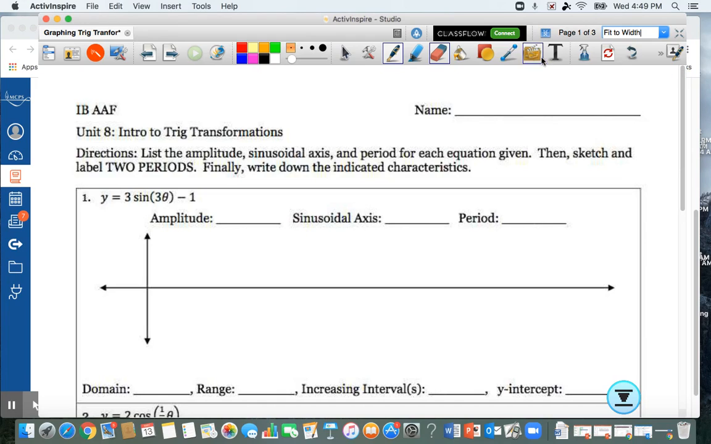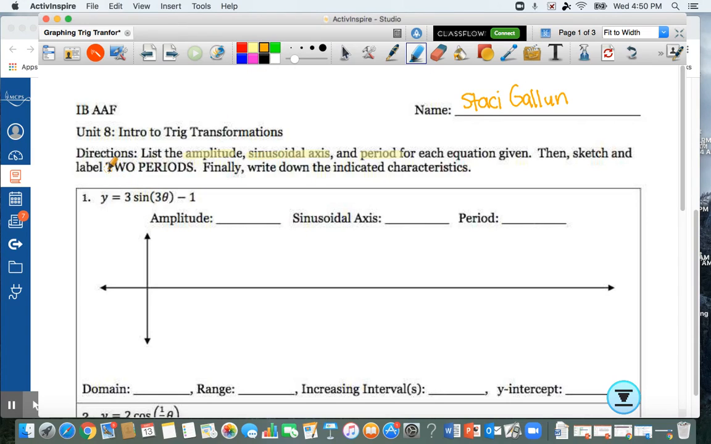Let's see. So I'll read the directions. So, you know what? I'll write my name. Okay, step 1, done. Awesome. Okay, so directions. List the amplitude, sinusoidal axis. What is that? And the period. I think I kind of remember that happening in the video. For each equation given, then sketch and label.